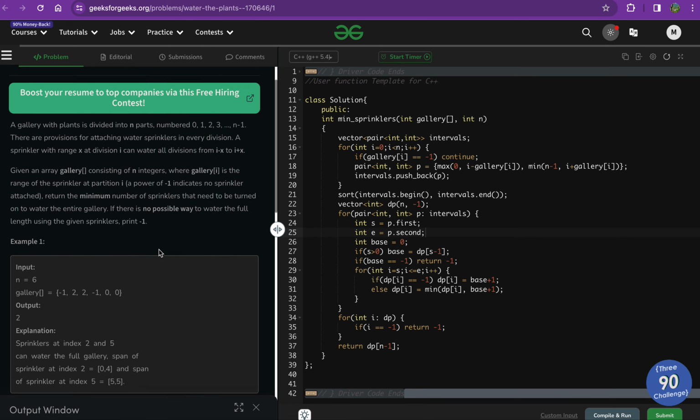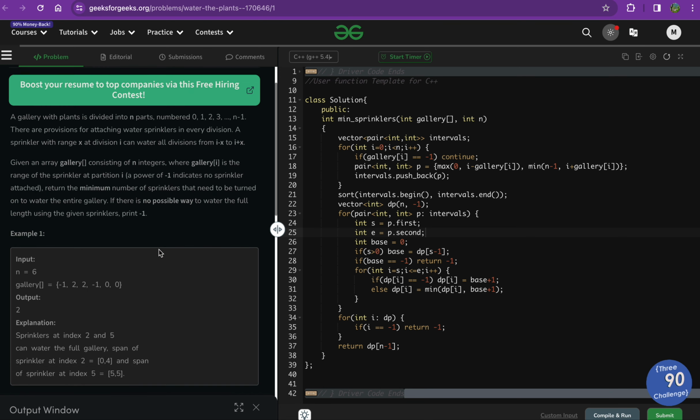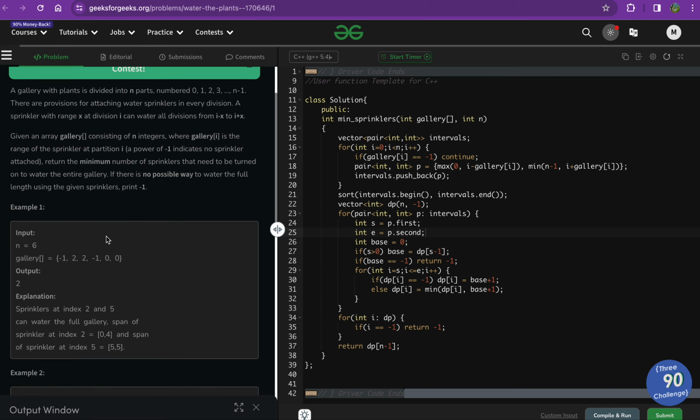Given an array gallery consisting of n integers, gallery[i] is the range of the sprinkler at partition i. A value of -1 indicates no sprinkler attached. Return the minimum number of sprinklers that need to be turned on to water the entire gallery. If there is no possible way to water the full length using the given sprinklers, print -1.